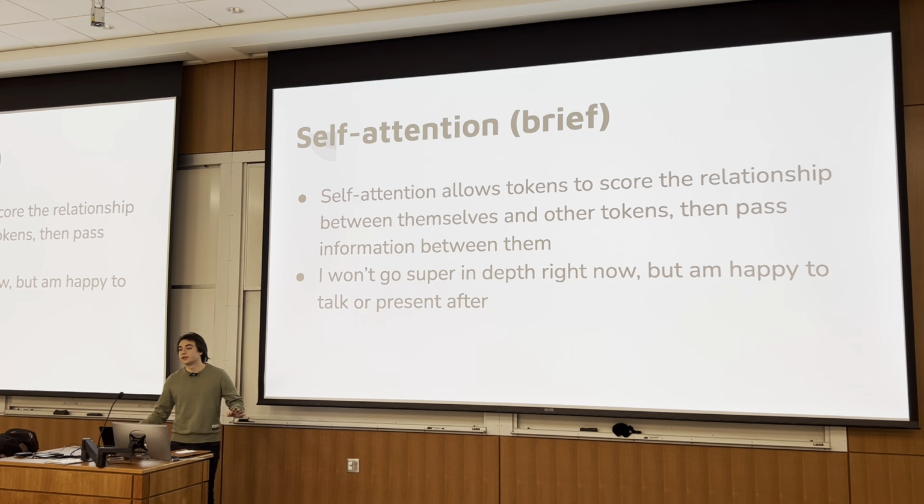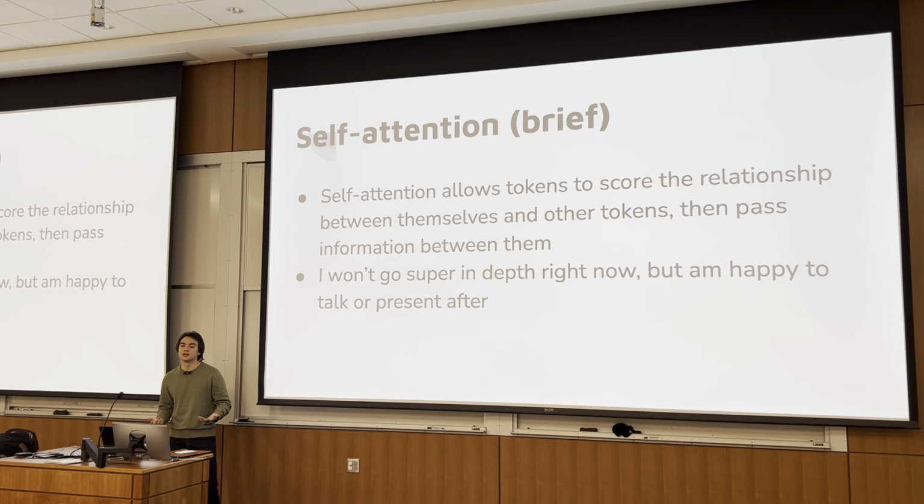I'm going to briefly go over self-attention, and I'm happy to talk about this afterwards or give a longer lecture, but it's kind of in-depth sometimes. So basically what it allows tokens to do is score the relationship between other tokens. So if you have a sentence, the quick brown fox, the and quick can look at each other and see, hey, how are these words correlated?